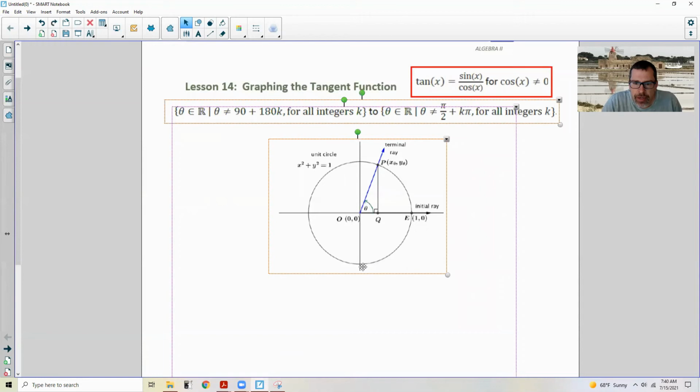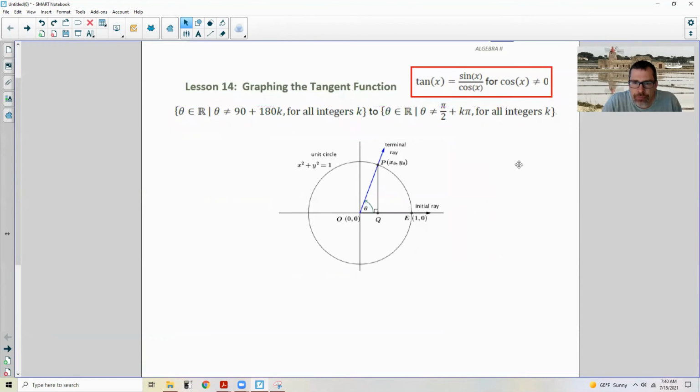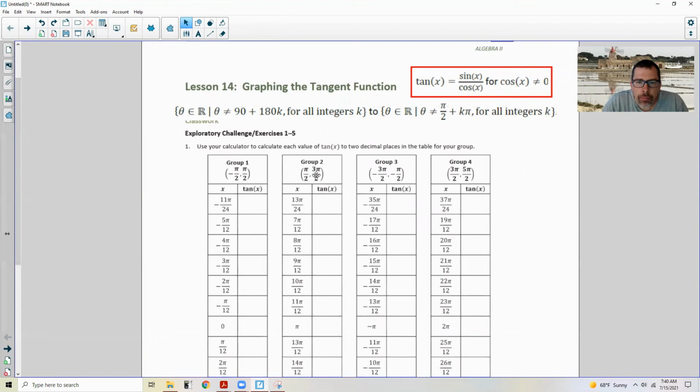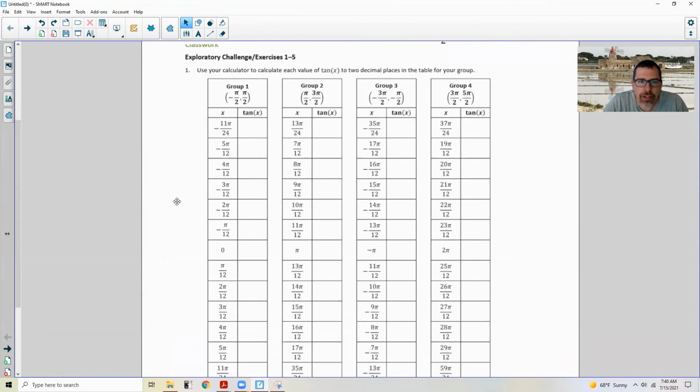So we're talking about the right half of the circle. Pi over 2 to 3 pi over 2 is the left half of the circle. And this group is doing negative pi over 2 to negative 3 pi over 2. And this group is going to do 3 pi over 2 to 5 pi over 2. And we're going to see what happens there.